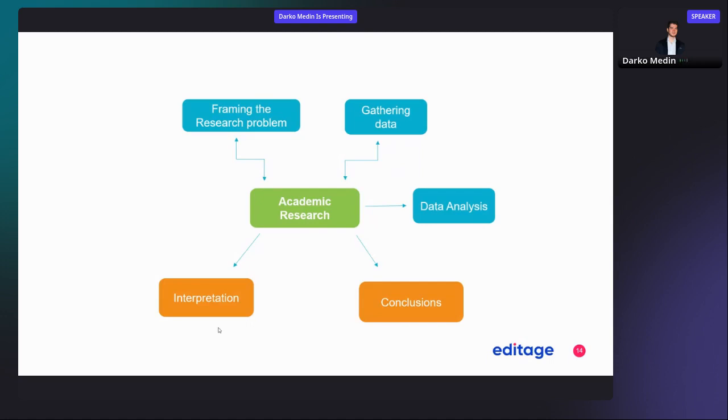So, in academic research, generally at the beginning, framing the problem is important, and then gathering the data that will be used to resolve that problem. Later come the next steps like data analysis, interpreting the results derived from the analysis, and making conclusions. But if a researcher does not understand how to frame the problem and gather the data in a statistically correct way, the problems can occur, and these problems, of course, later have to be resolved.